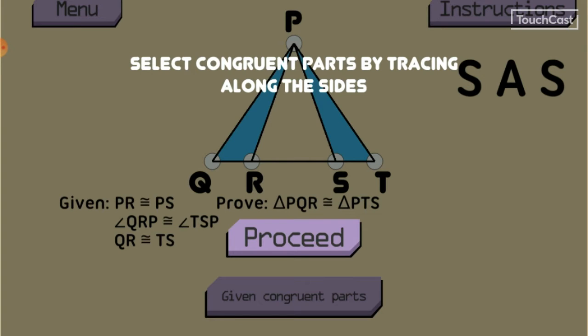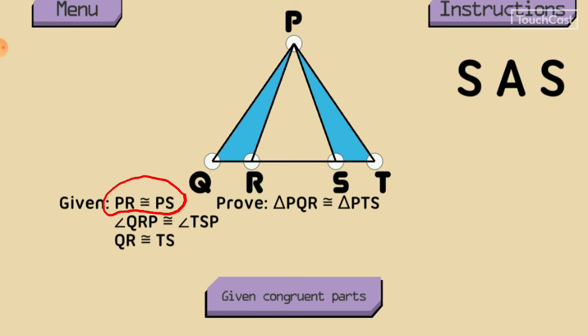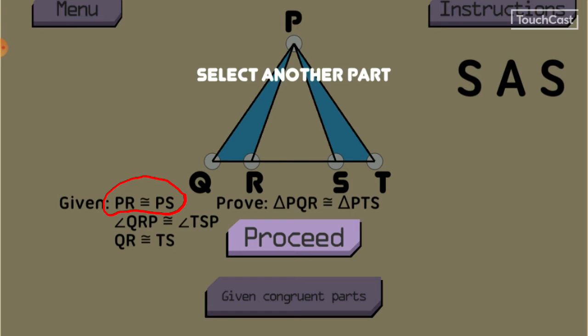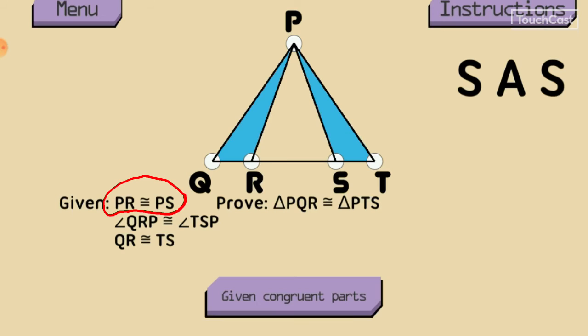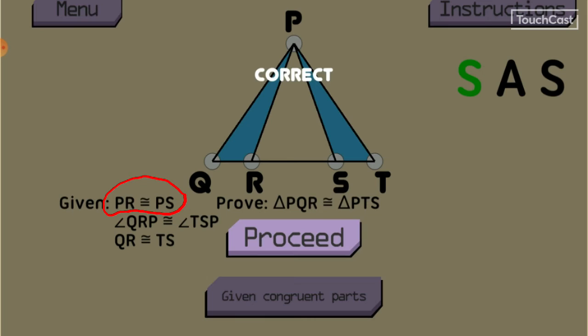Because it's SAS, we're going to first select a pair of congruent parts that is given. So let's see. We have PR congruent to PS. So let's try tracing those two sides. So PR, okay. Instead, select another part. Okay, there, PS. And then we get feedback that those choices are correct.